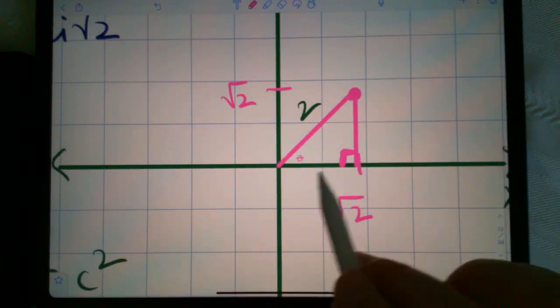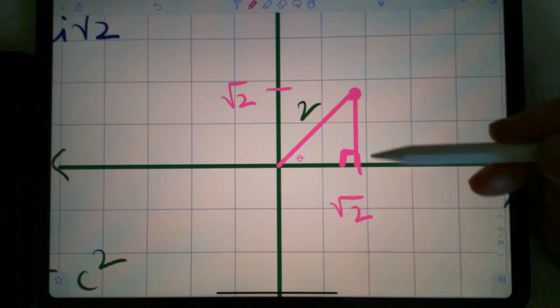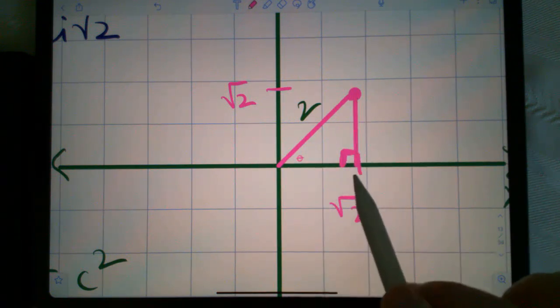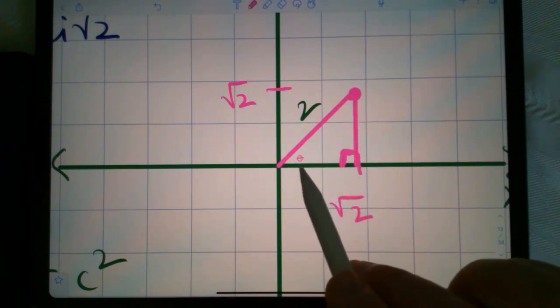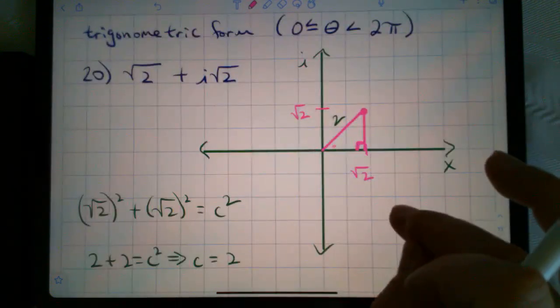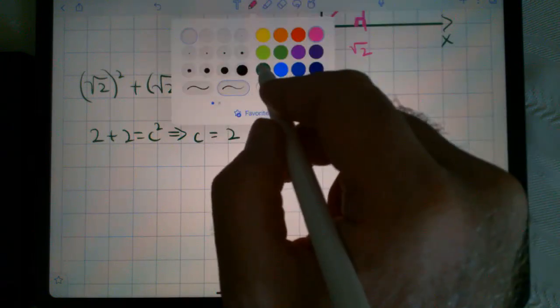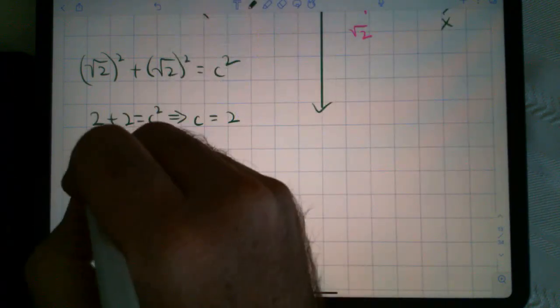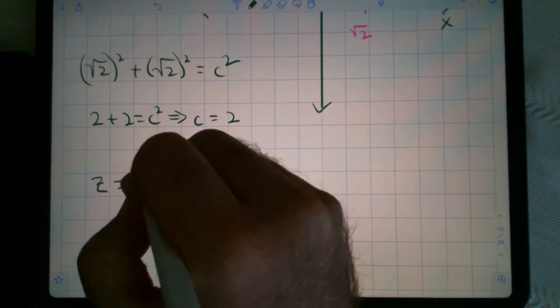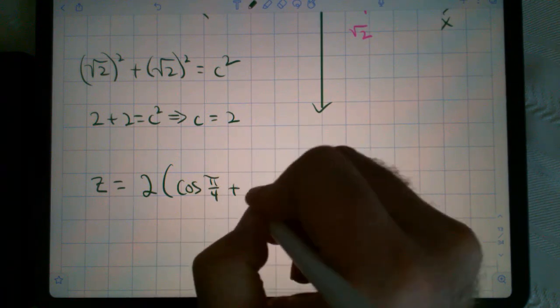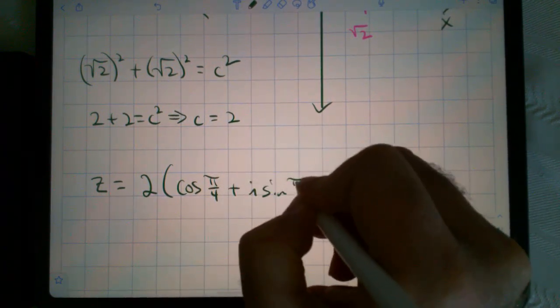Well, if the legs have the same length, then you have an isosceles triangle. You have a 45, 45, 90 triangle. So this is going to be cosine of 45 degrees and sine of 45 degrees, which is the same thing as pi over 4. So this final answer is going to be the modulus, which is 2, and then we need cosine of pi over 4 plus i sine pi over 4.